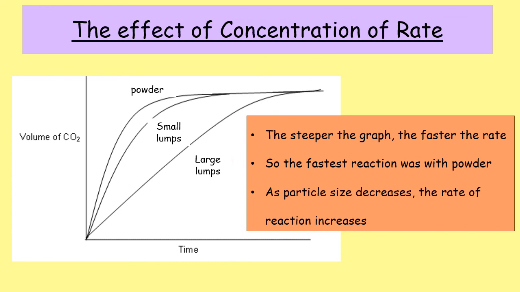So the title of this slide should be the effect of particle size on rate. I do apologize for that. But the conclusion from these graphs, we can see that the powder is the steepest, it is the fastest, the large lumps are the least steep, and they're the slowest. So we can conclude that as particle size decreases, the rate of reaction increases, which is what we would expect from what we learned in the last lesson.